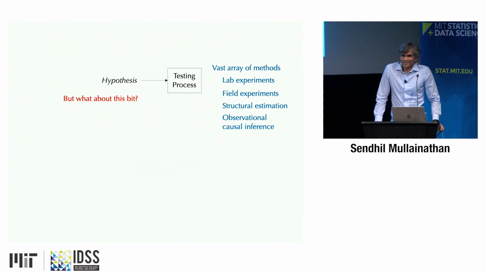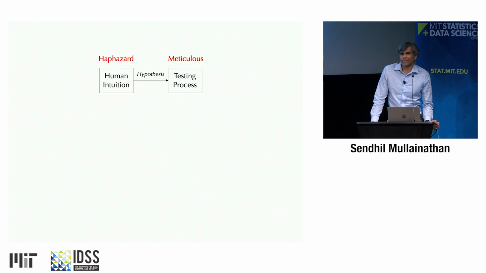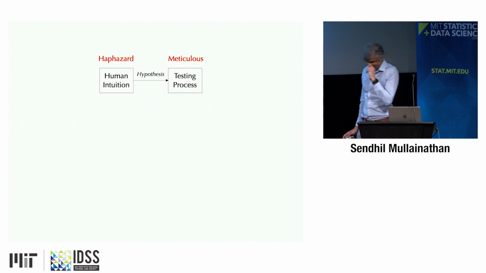But for this bit, where do we get our hypotheses? It's our intuition. And so while this bit is meticulous, this generation bit is haphazard. This almost feels like a pre-scientific activity. This is inspiration. It's creativity. But there's something inconsistent here.